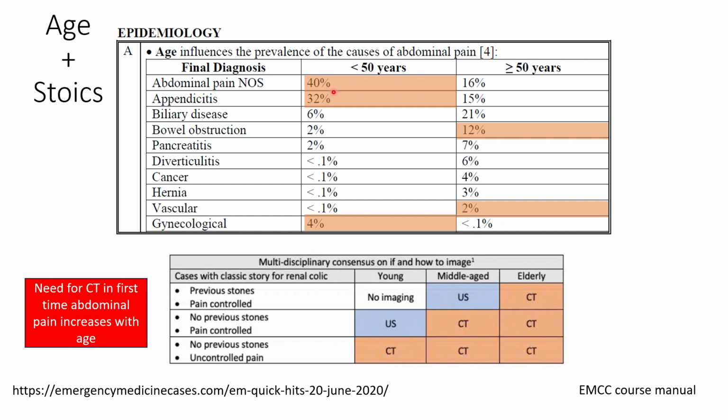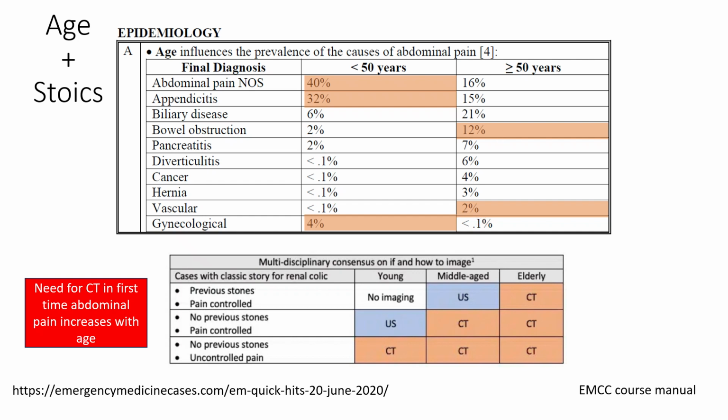And why? Well, we can see it from this chart up here from the EMCC course manual, but there are other tables like this and other sources. Abdominal pain of unknown cause and appendicitis are more common in the younger ones. But as you get older, you get more bowel obstruction, and that's a CT scan usually. You can diagnose it with ultrasound, but they usually want a CT scan as well. And usually the treatment is also a contrast series, right?